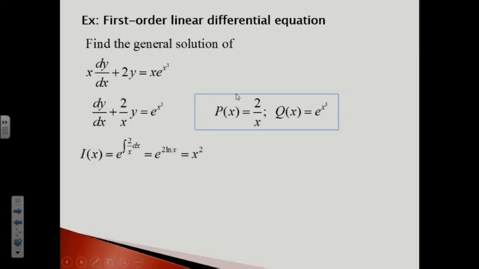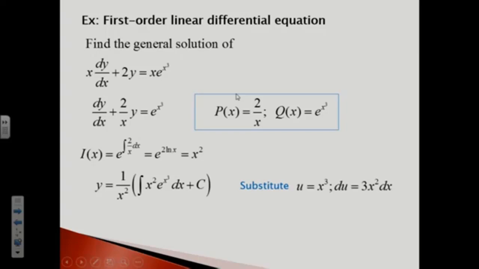The integrating factor is I(x) = e to the integral of 2/x dx, which equals e^(2 ln x) = x squared. Thus, the general solution is y = 1/x squared multiplied by the integral of x squared e^(x cubed) dx plus c. Substituting u = x cubed, then du = 3x squared dx. The integral becomes 1/3 e^(x cubed). Therefore, the general solution is 1/(3x squared) e^(x cubed) plus c/x squared.